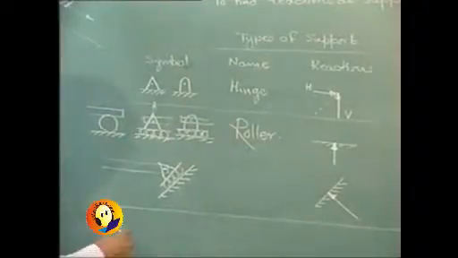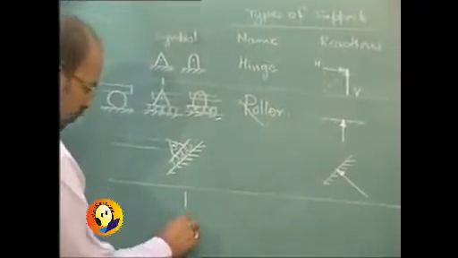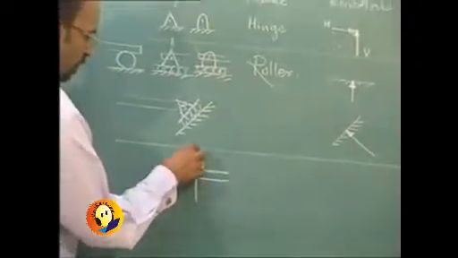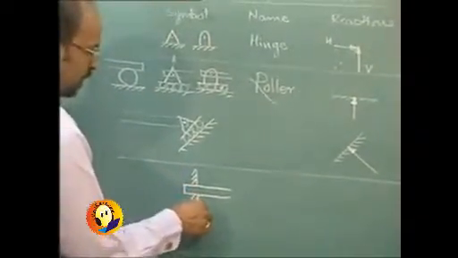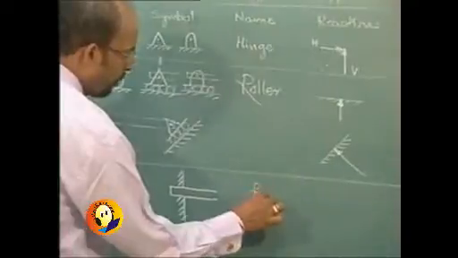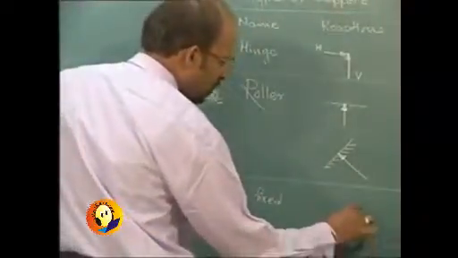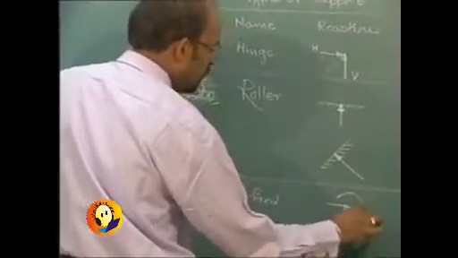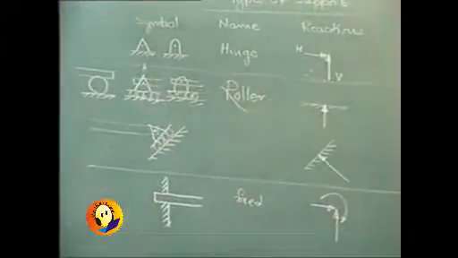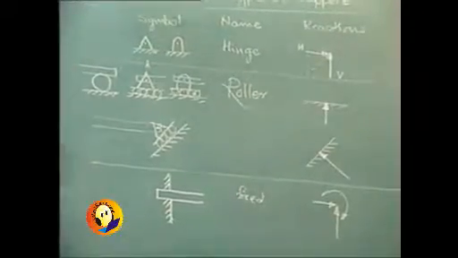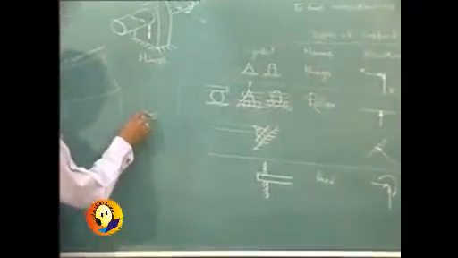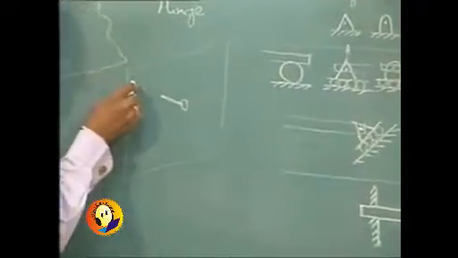The third type of support is generally shown in this manner, which is called as the fixed support, and it can take the vertical reaction, horizontal reaction, as well as it is going to restrict the movement. It is as if some nail is put into the wall. So it is put into the wall. There is some part which is inside.